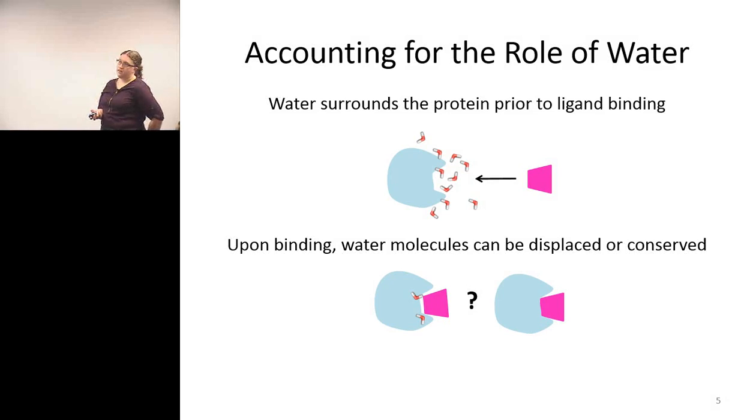We also know that in using some of these faster techniques, you're not truly accounting for the role of water. So prior to a protein and a ligand interacting, the protein is engulfed in a layer of water, as well as the ligand. And when the protein and the ligand come together, these water molecules either have to be displaced, and the protein and the ligand can interact directly, or some of them can be conserved in what we call bridging interactions. So these are waters that mediate interactions from the protein to the ligand through an intermediate water molecule.